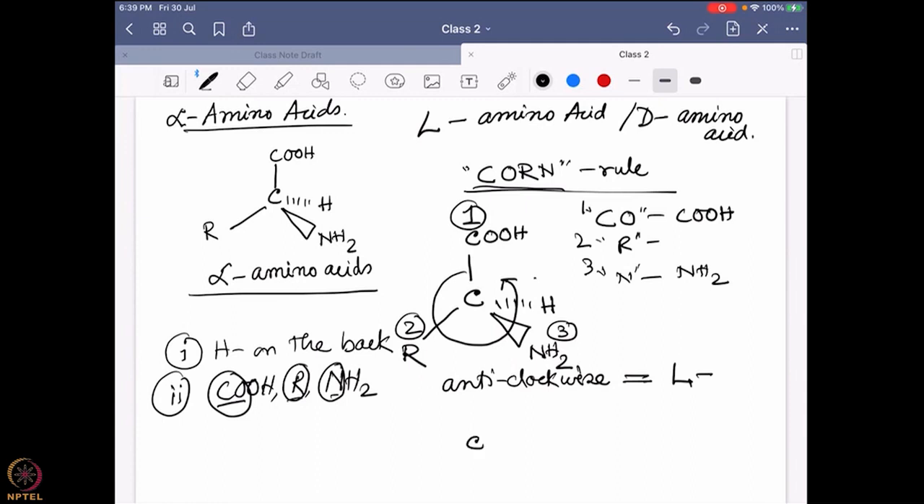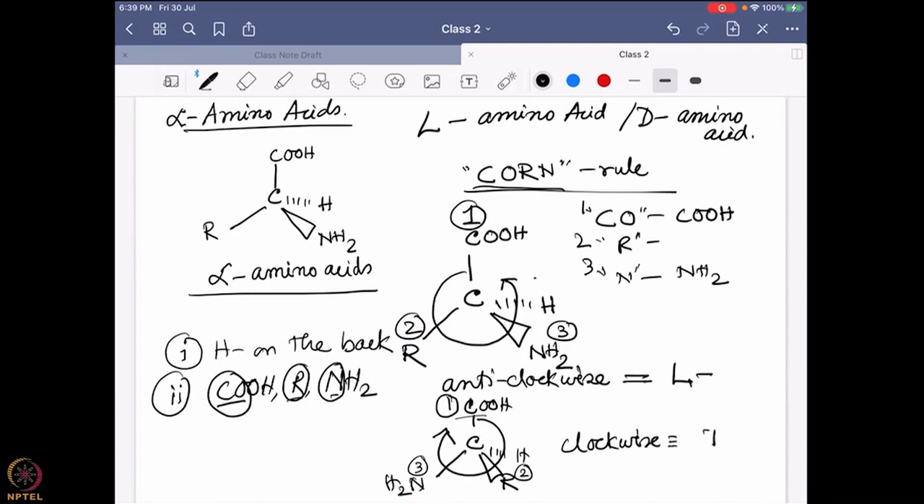And the same system, say carboxylic acid, hydrogen, and now say I exchange the R with the NH2. So now find the CORN, carboxylic acid on the top, R over here, 3 over here. So now connect, they're in the clockwise. If it is clockwise, it is going to be a D amino acid. Okay, so that is how you figure out L amino acid and D amino acid.